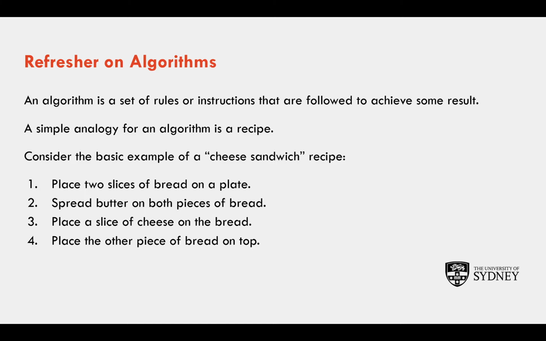So, refresher on an algorithm. An algorithm is a set of rules or instructions that are followed to achieve some result. I've given the simple analogy of a recipe for a cheese sandwich. It's very basic. It's cheese between two slices of bread with maybe some butter. So looking at the steps for this recipe, we've got: place 2 slices of bread on a plate, spread butter on both pieces of bread, place a slice of cheese on the bread, and then place the other piece of bread on top.